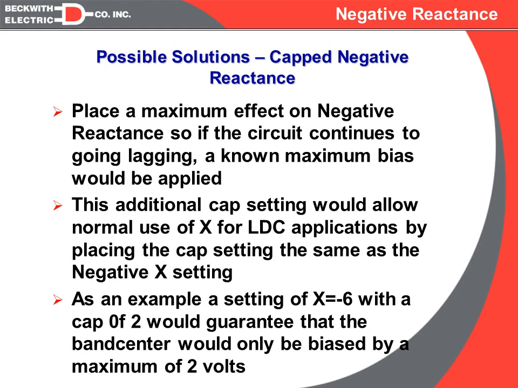The second option was to cap the negative reactance. One of the problems with R and X is there is no cap.